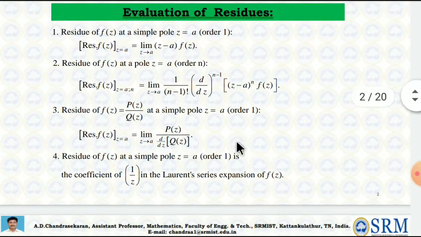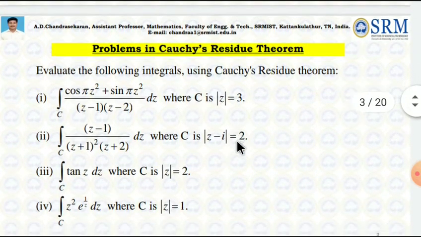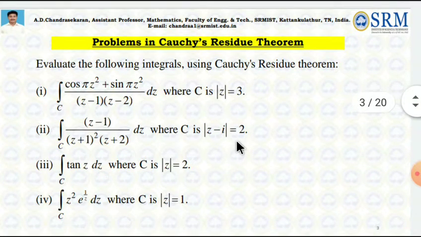So I will just give the list of problems here. Let us see the heading: the problems in Cauchy's residue theorem. Evaluate the following integrals using Cauchy's residue theorem. The first one is the integral over c of cos pi z squared plus sin pi z squared by z minus 1 into z minus 2 dz, where c is mod z equal to 3. The second one is the integral over c of z minus 1 by z plus 1 whole squared into z plus 2 dz, where c is mod z minus i equal to 2.